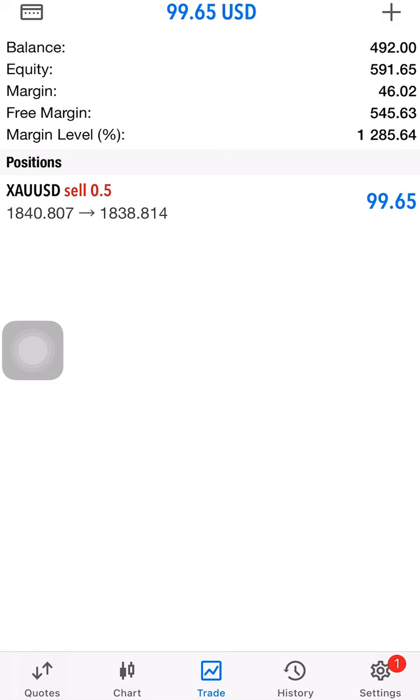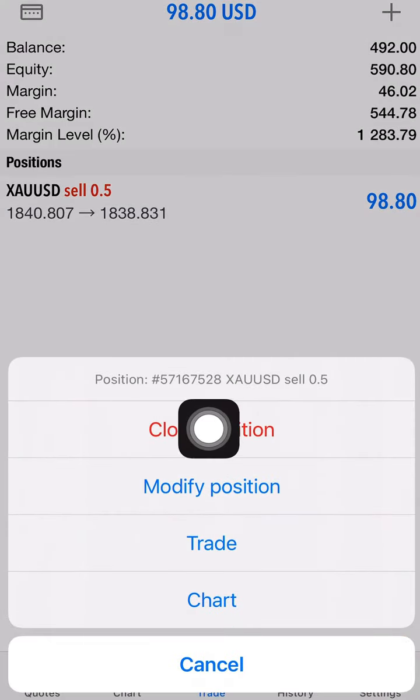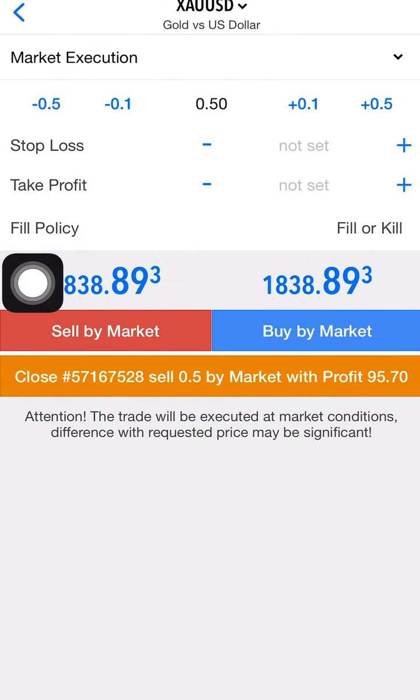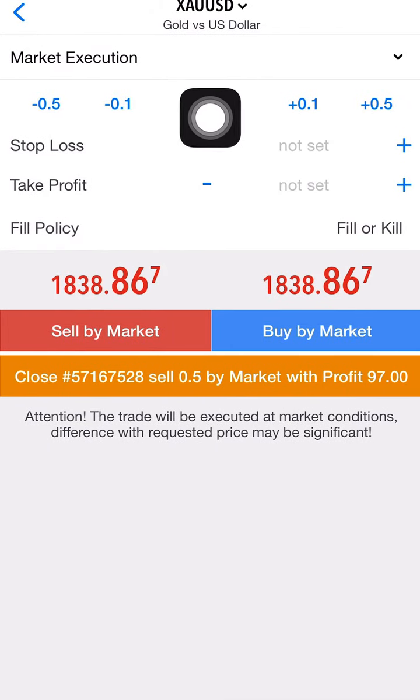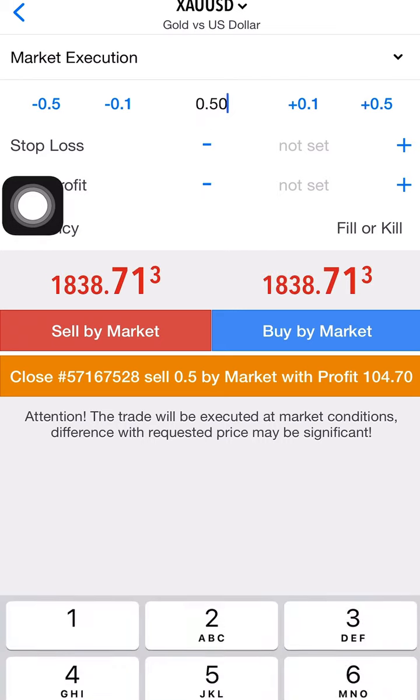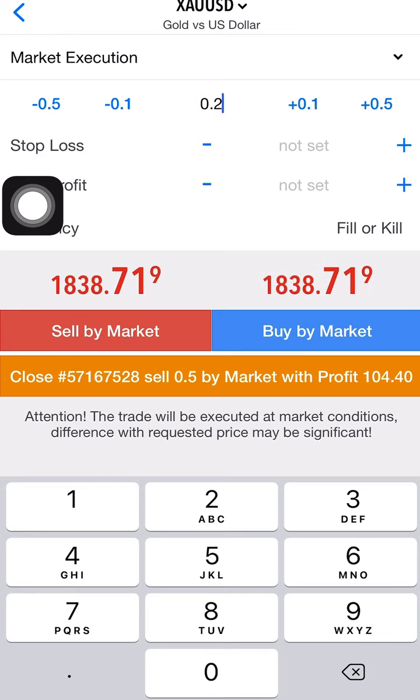First of all, you come to where the trade is running. You press and hold the trade and go to close position. See, I entered the trade with 0.5 lot size. Right now, let's say I want to close 0.2 of the trade and leave 0.3 running, because 0.3 plus 0.2 is 0.5. So I'll just type 0.2 over here.